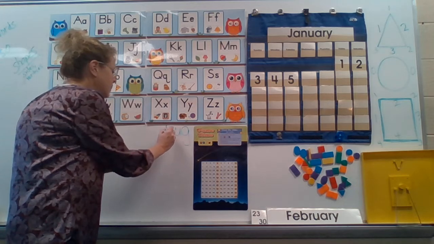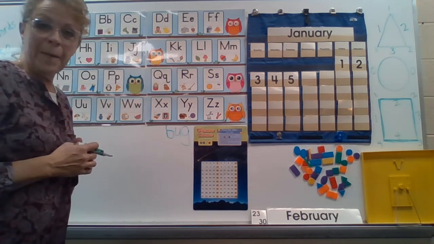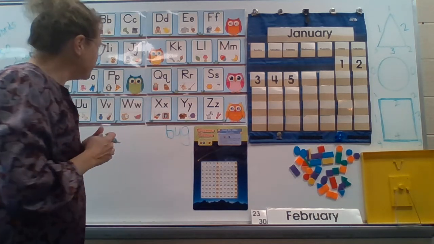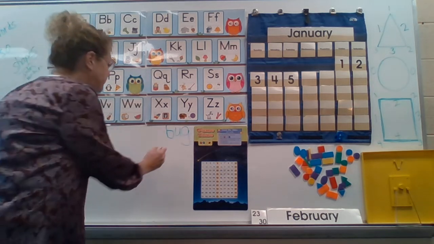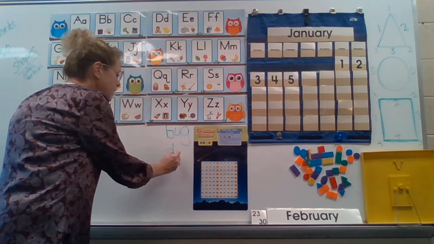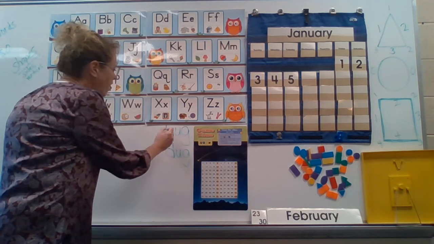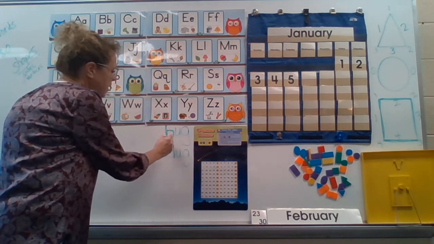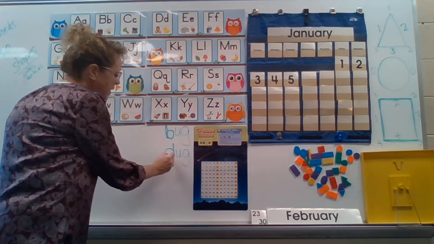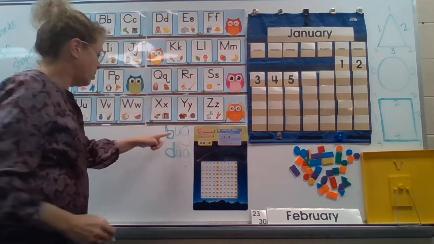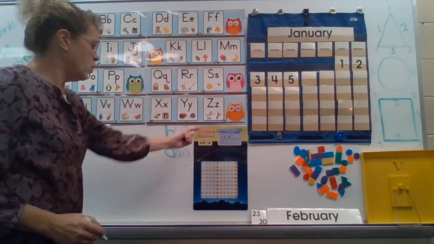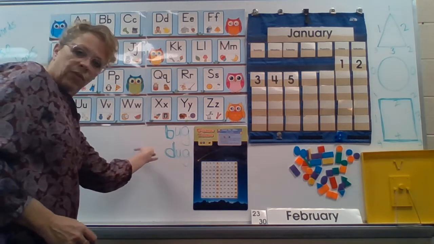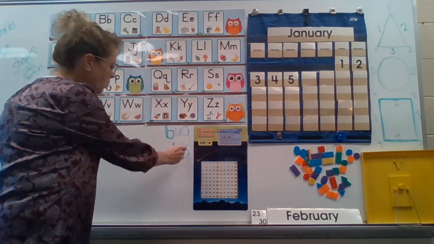I'll get bug. Yep. And then what if I add D to the beginning? Dug. I have bug with a B, and then I added a D. Notice how those are opposite. The belly on the B goes toward the word. The belly on the D goes away from the word. So dug. Bug.